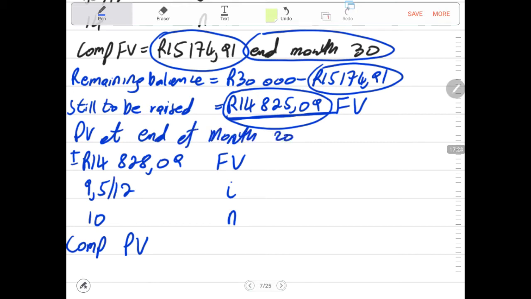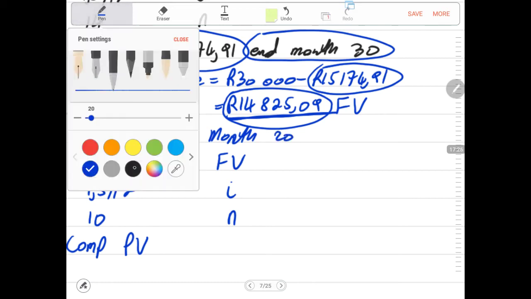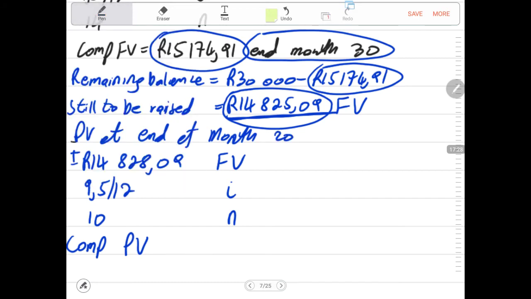At the end of month 20, this is the present value that we are looking for. This is what we are calculating. So now we have to use our calculator once again. Second function alpha 00 to clear the memory.